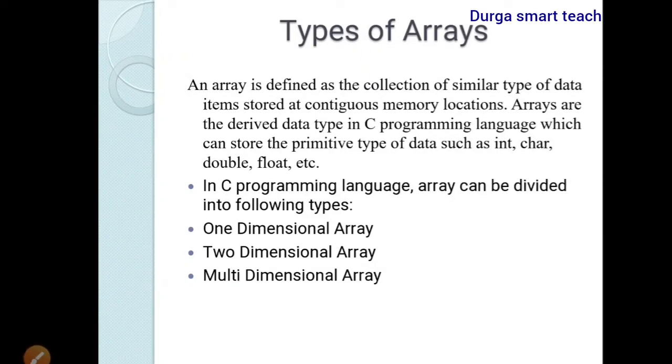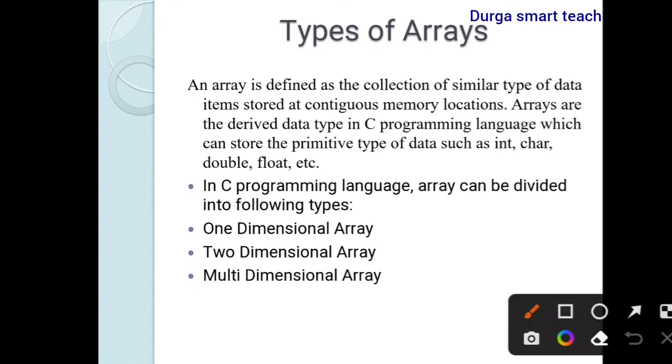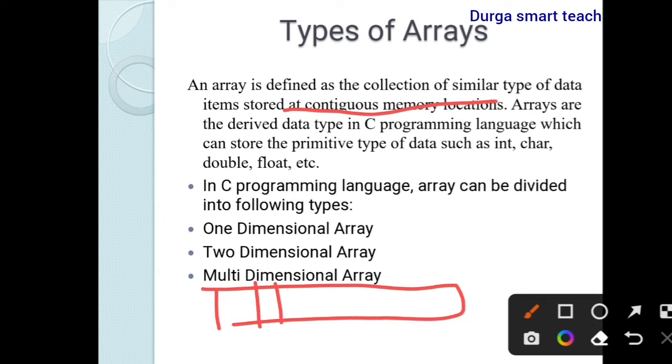Today I am going to discuss types of arrays. We all know an array is a collection of similar data items that are stored in a continuous memory location. So if you want to store 10 elements, the array elements are stored in memory continuously.